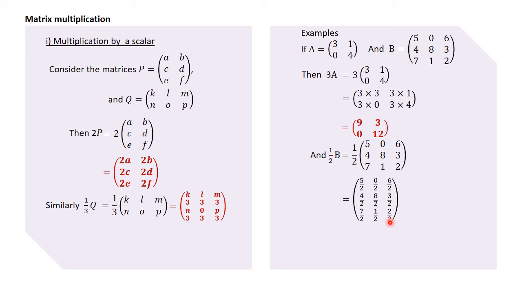And when it is possible, we should simplify. When you simplify that, you get 5 over 2, 0, 3, 2, 4, 3 over 2, 7 over 2, half, 1. And this is the desired answer. Half of B is this answer here, which is just halving or dividing by 2 every element of the matrix B. And that brings me to the end of that particular lesson of multiplication of a matrix by a scalar.